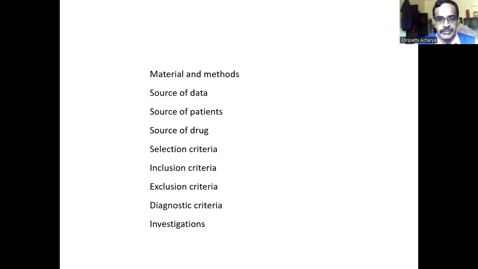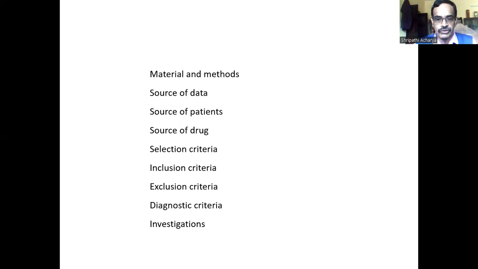And materials and methods: source of data, source of patients, source of drug, selection criteria, inclusion criteria, exclusion criteria, diagnostic criteria, and investigation. So many points are there. We'll come to them one by one. First, source of data. First, you have to mention what type of study it is, how the cases are selected, how they are grouped, and what the intervention is, etc.